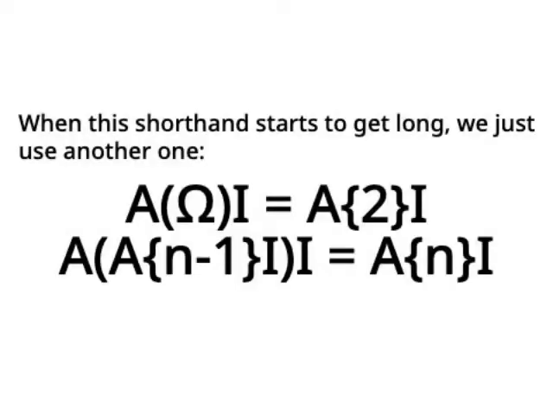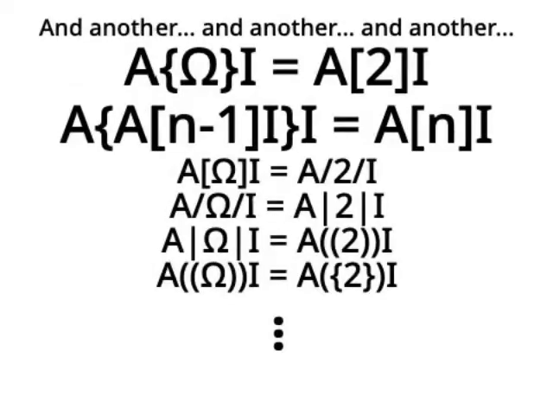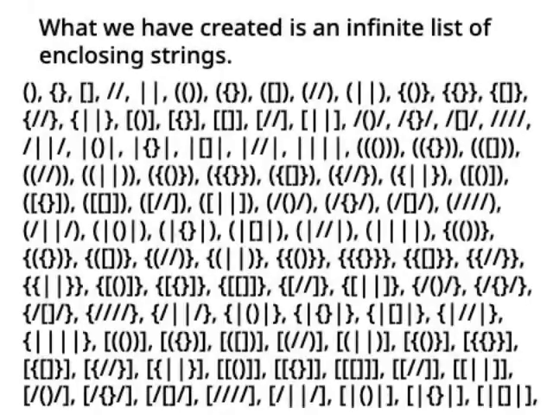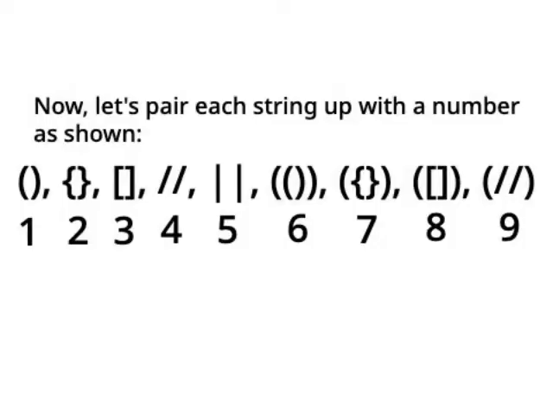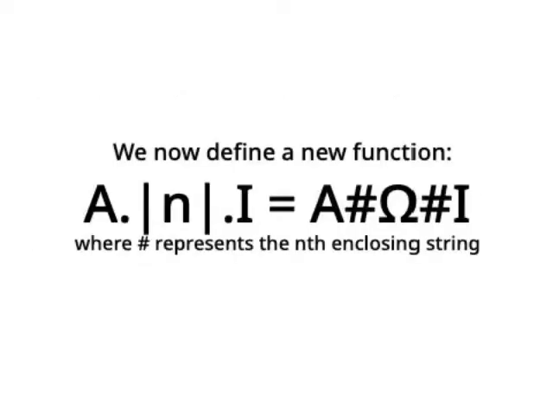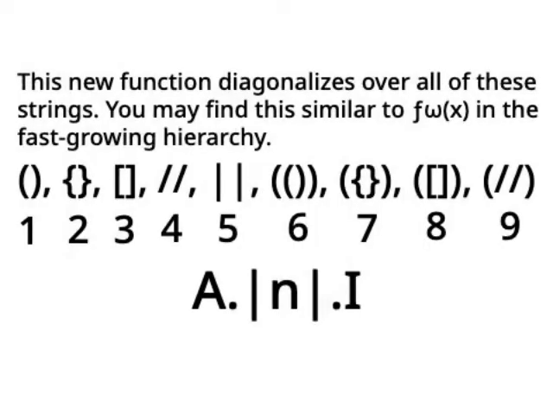When this shorthand starts to get long, we just use another one. And another. And another. And another. What we have created is an infinite list of enclosing strings. Now, let's pair each string up with a number as shown. We now define a new function. This new function diagonalizes over all of these strings.